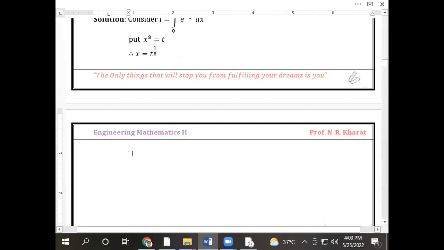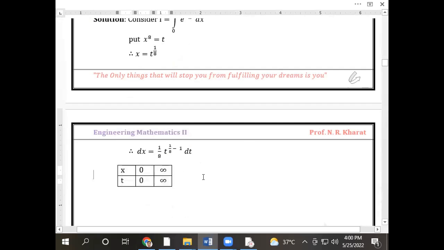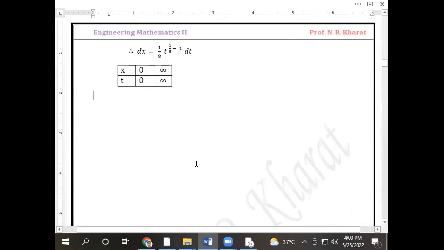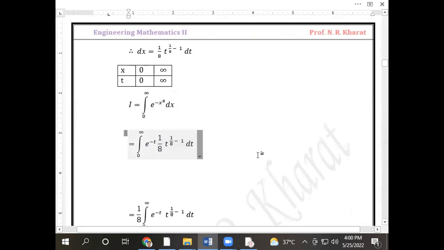Taking the derivative on both sides, the derivative of x becomes dx, and the derivative of t raised to 1 upon 8 becomes 1 upon 8, t raised to 1 upon 8 minus 1 dt. And again, the limit of the integration has no change: when x equals 0, t equals 0, and when x equals infinity, t equals infinity. Replacing the example with the new parameter t, this is the given example, and we put x to the 8 equal to t. Replacing dx with 1 upon 8, t raised to 1 upon 8 minus 1 dt, the 1 upon 8 constant goes outside the integration.